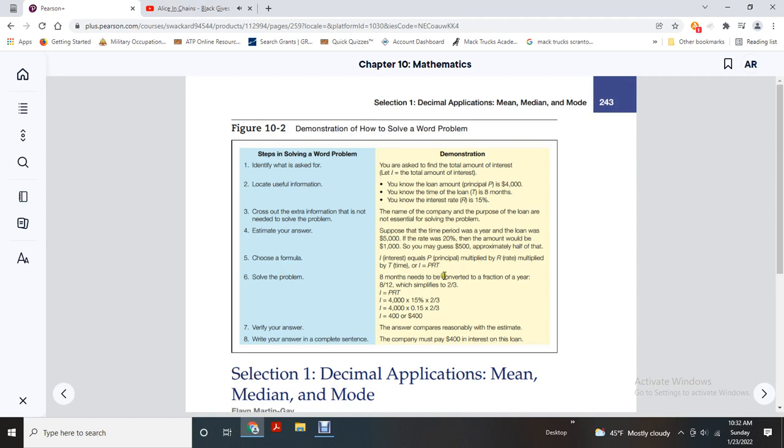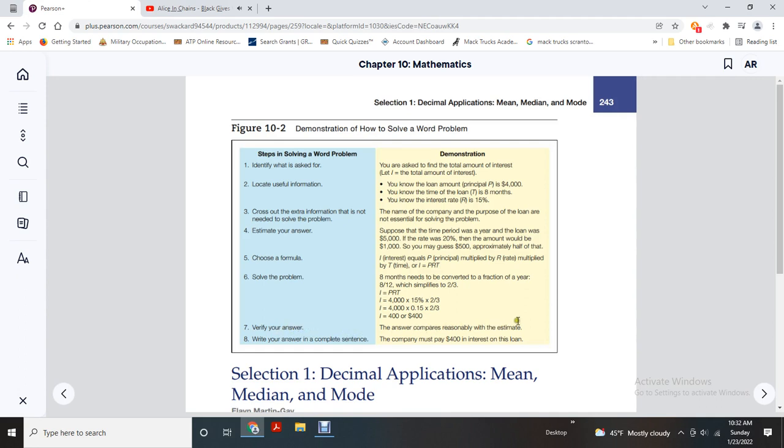Solve the problem. 8 months needs to be converted to a fraction of the year: 8 over 12, which simplifies to 2/3. The interest equals principal times rate times time, and your interest would be $400. Verify your answer.